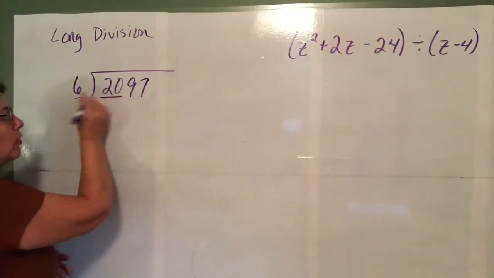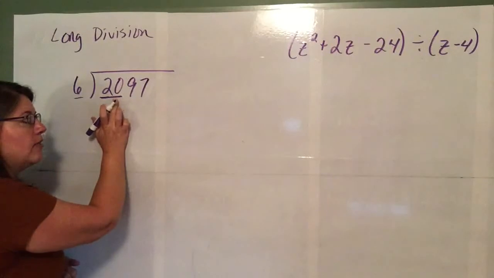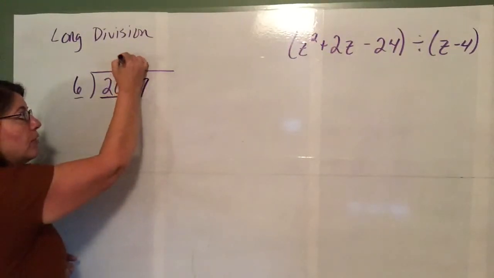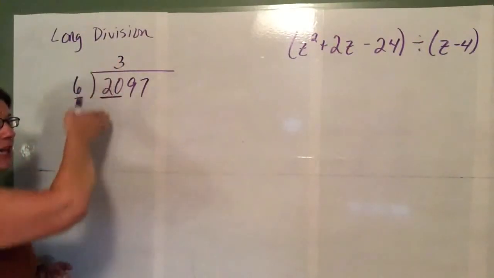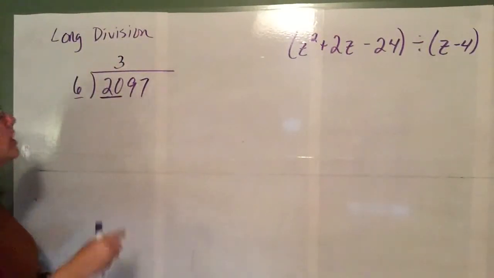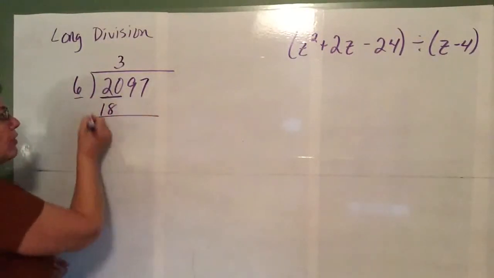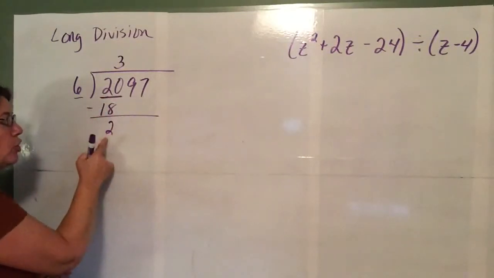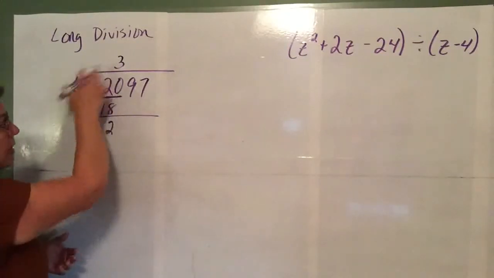Now, wherever the place value is that I ended with or started dividing into is where my number goes. So 3 will go over top of the 0 because that's the last digit that I was dividing into, okay? So 3 times 6 is 18. Then we are going to subtract. 20 minus 18 is 2. Now 2 is less than 6, so we know it doesn't go in anymore. We know we've got the right number up there.